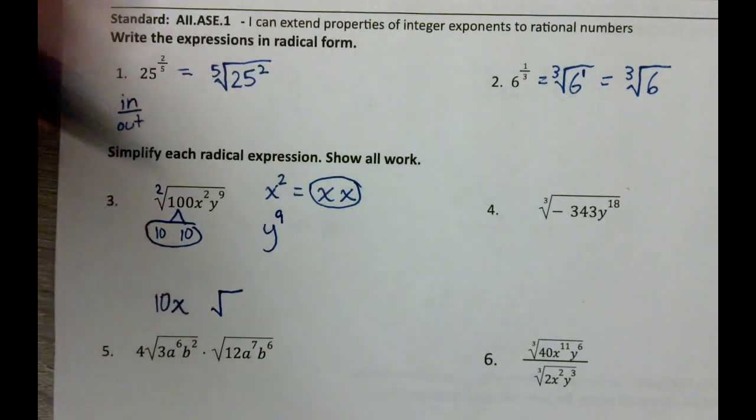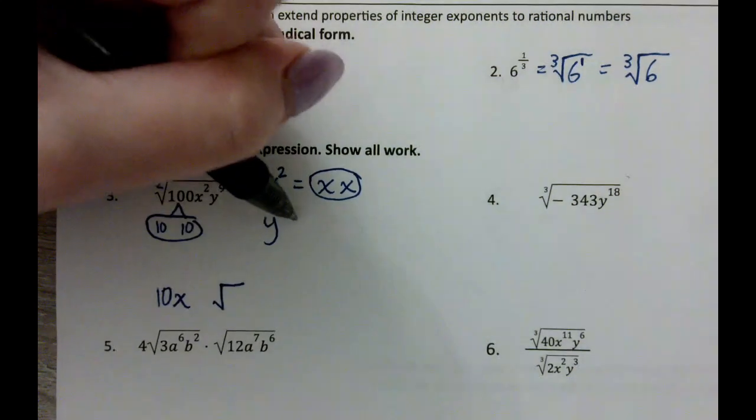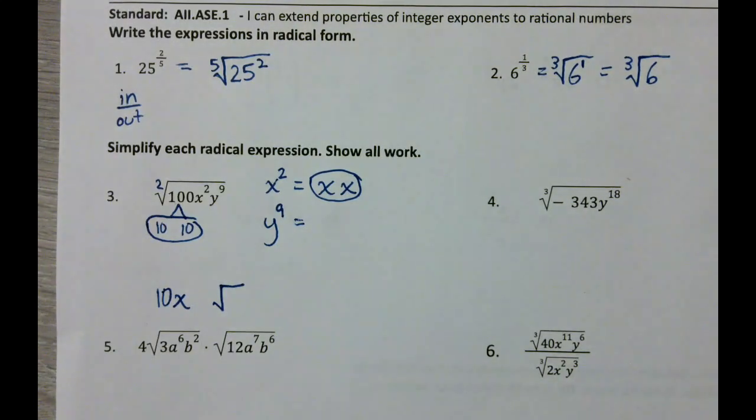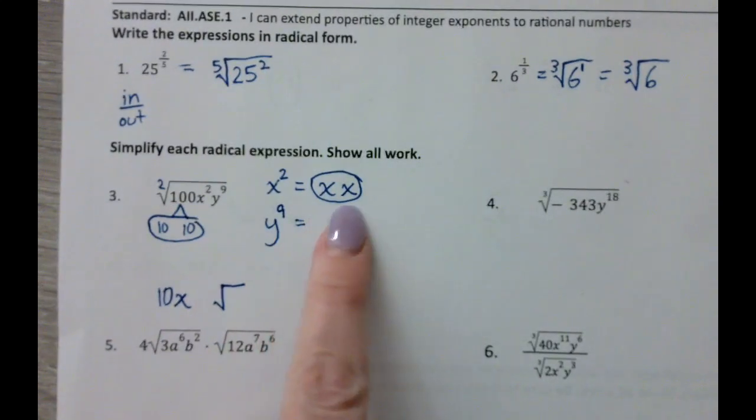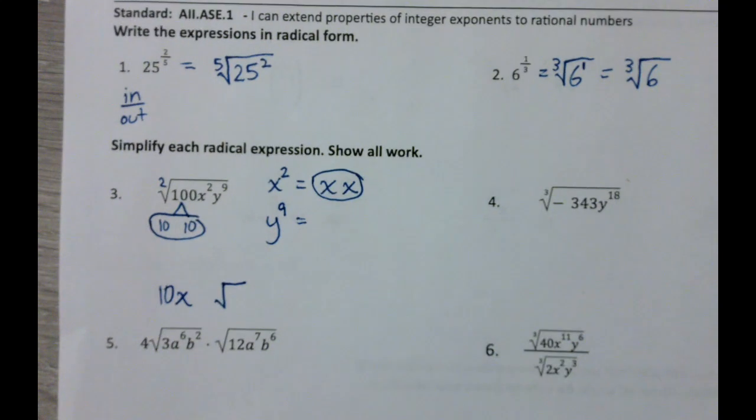Y to the 9th. Now, I'm going to show you 2 ways to do this, because if you were to look ahead of the other problems real quick, you'll notice some larger exponents. So doing this isn't ideal when you have large numbers.